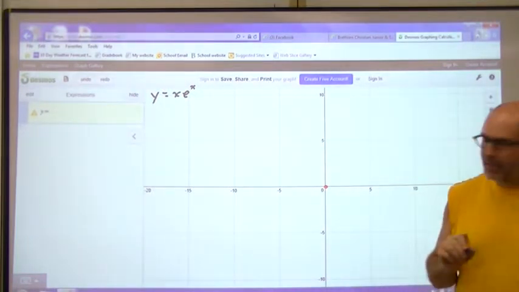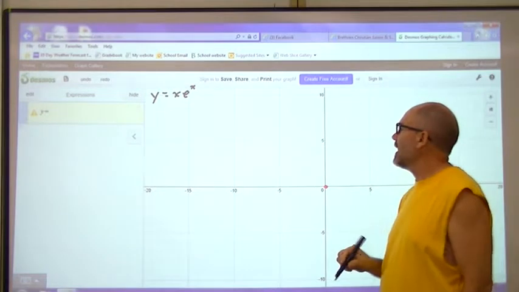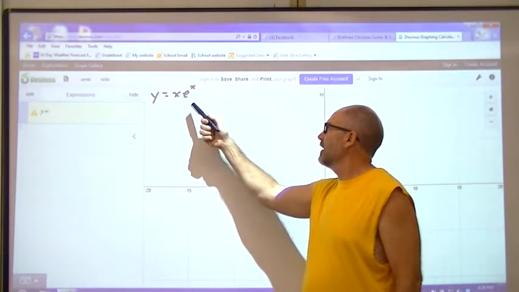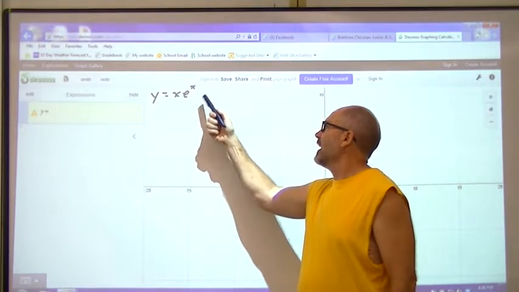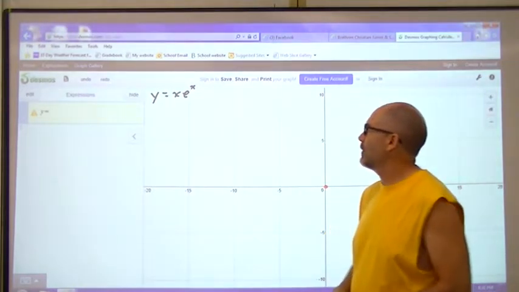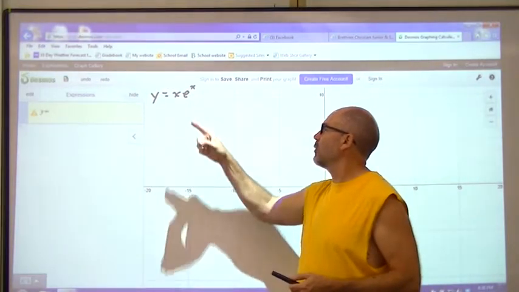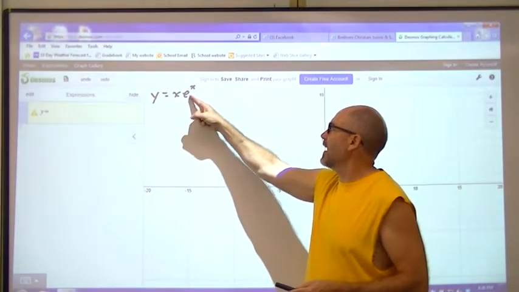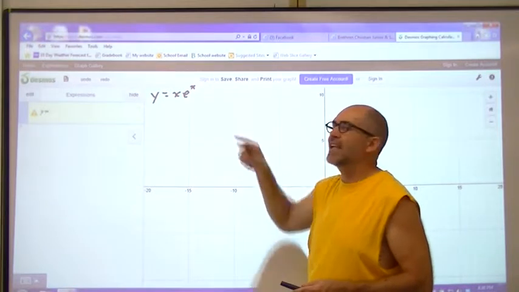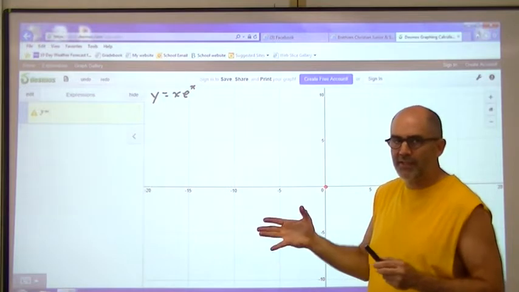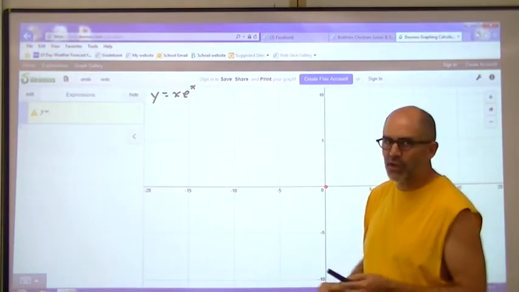So next I want to check symmetry. Well, if I put in a negative number for x, then I've got a negative y value. And if I put in a positive number for x, I have a positive y value, except for the fact that e to the negative x will not be the same numeric value as e to the positive x, so there is no symmetry at all.